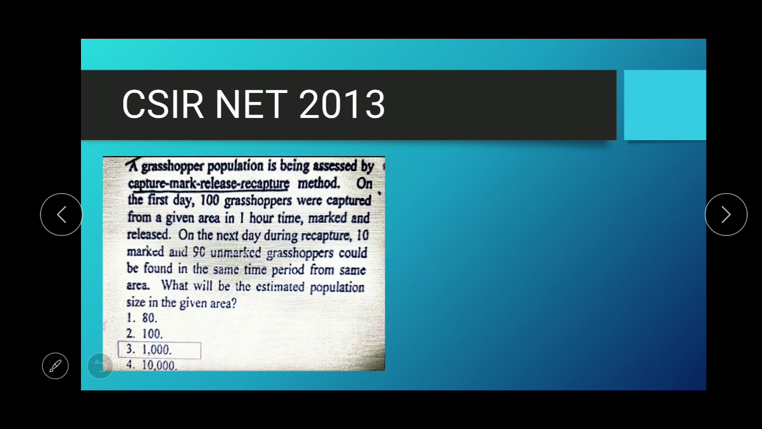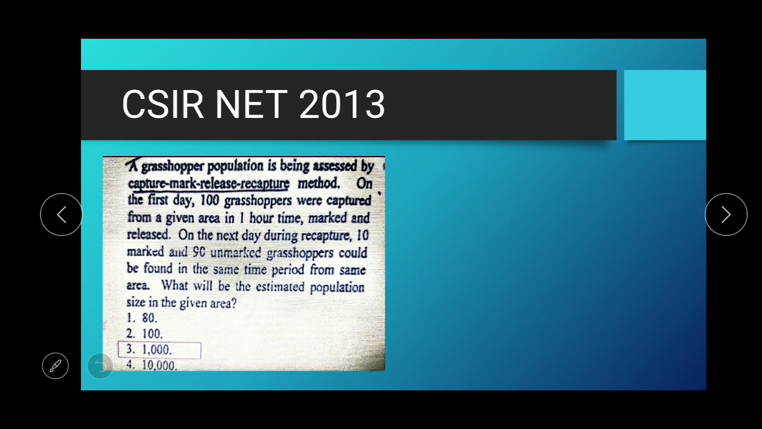Now this question is from CSIR NET 2013. A grasshopper population is being assessed by the capture, mark, release, recapture method. Here you can see the name is changed. Usually mark recapture is used, so there is another name, but you don't have to confuse yourself. On the first day, 100 grasshoppers were captured from a given area in 1 hour's time, marked and released. On the next day during recapture, 10 marked and 90 unmarked grasshoppers could be found in the same time period from the same area. What is the estimated population?